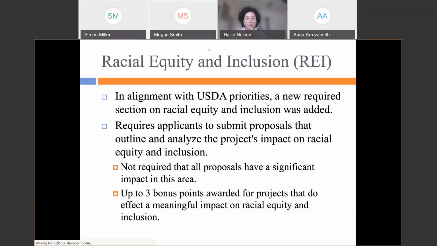While all proposals are required to outline and analyze how the project will impact racial equity and inclusion, it is not required that the proposal have a significant impact in this area. For proposals that do demonstrate the ability to affect a meaningful impact on racial equity and inclusion, up to 3 bonus points will be awarded. We'll discuss this more in the bonus points section later.